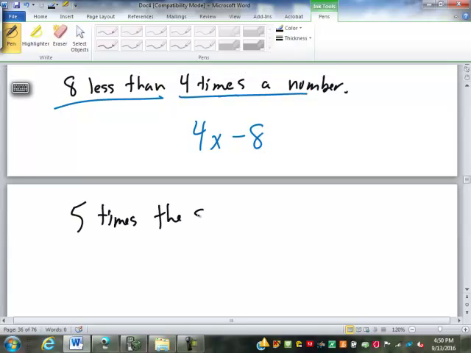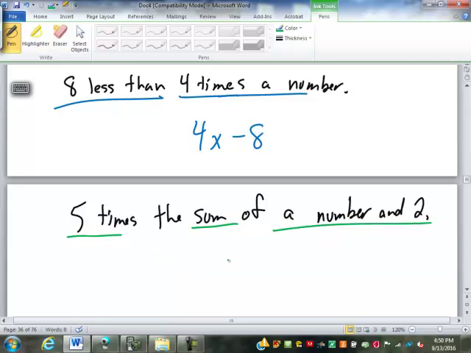Five times the sum of a number and 2. How's that going to look? So it's 5 times the sum of a number and 2, which implies x and 2 have been added first, then multiplied by 5. So 5 times the sum of x plus 2. Questions?